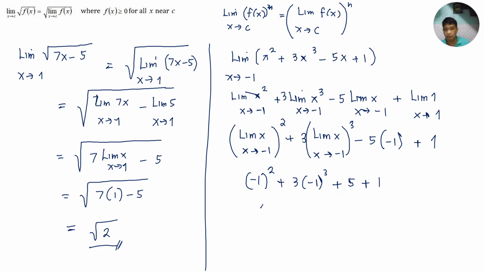So we have 1 minus 3 plus 5 plus 1. Because negative 1 times negative 1 times negative 1 is negative 1, times 3 is negative 3. 1 minus 3 is negative 2, plus 5 is 3, plus 1 is 4. So therefore, the answer is 4. So 4 will be our final answer.